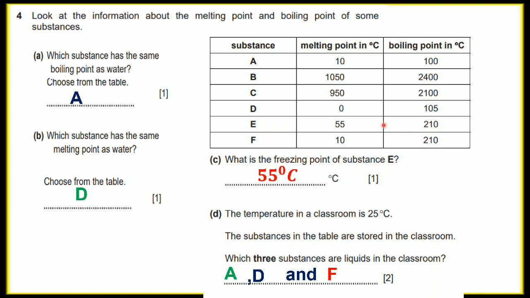So you have to look at the ones where the melting point is lower than 25. A is lower than 25, D is lower than 25. So that's why you see I have A, D, and F.